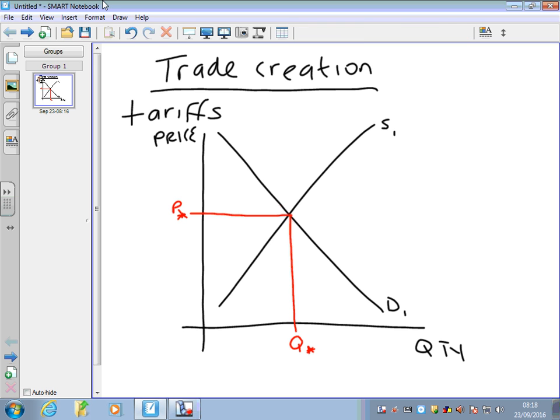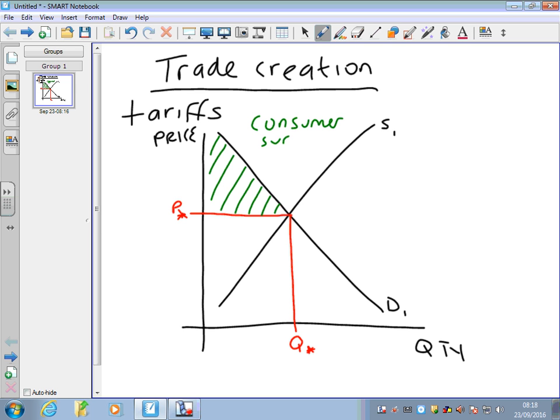Now, what you need to remember from AS economics is that this green area here shows the area of consumer surplus. This is basically where consumers are paying the market price of P star, but for this demand, all the way down to where demand meets supply, people are willing and able to pay a price above what they were buying it for. So they're generating consumer surplus, or free satisfaction. They're paying a price lower than what they were willing and able to pay.